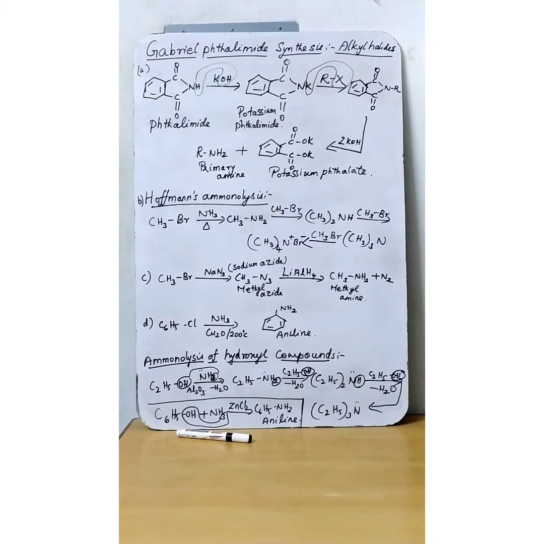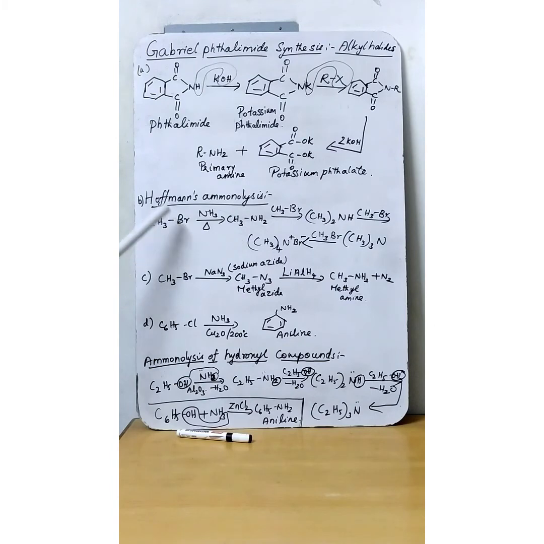Okay, the next reaction is Hoffman's ammonolysis. What is meant by ammonolysis? Addition of ammonia. Now we are discussing the methods of preparation of amines from alkyl halides, under that topic. So now alkyl halide will undergo ammonolysis. First step, from alkyl halide: 1 molecule of alkyl halide combined with ammonia. That's why the addition of ammonia is called ammonolysis.